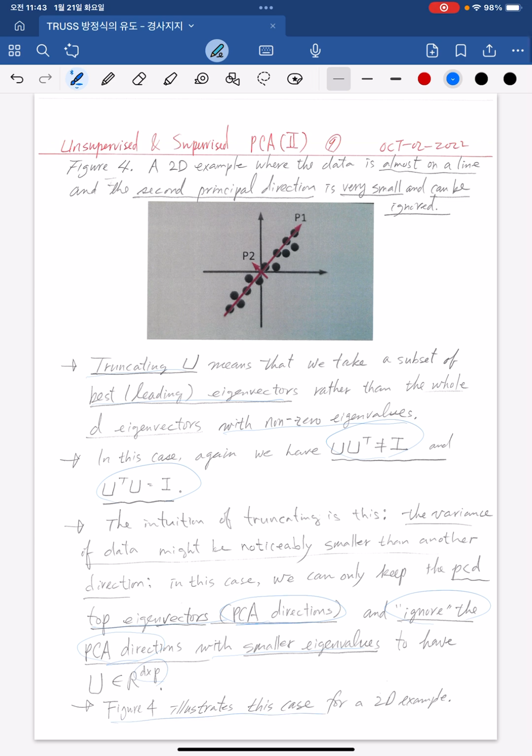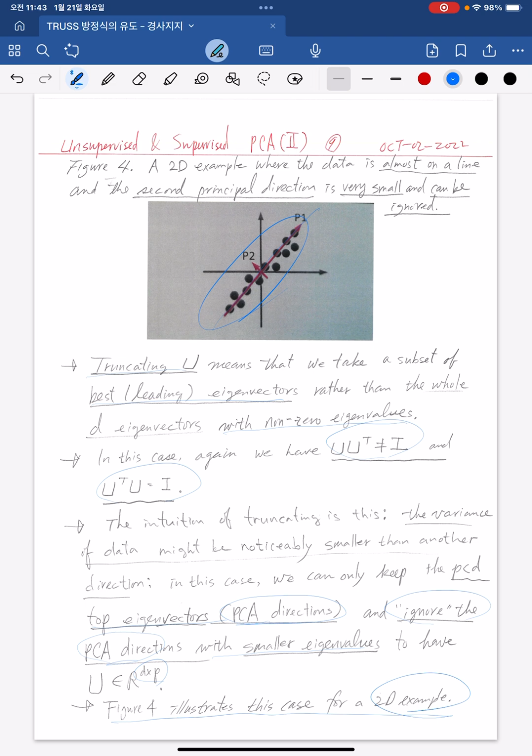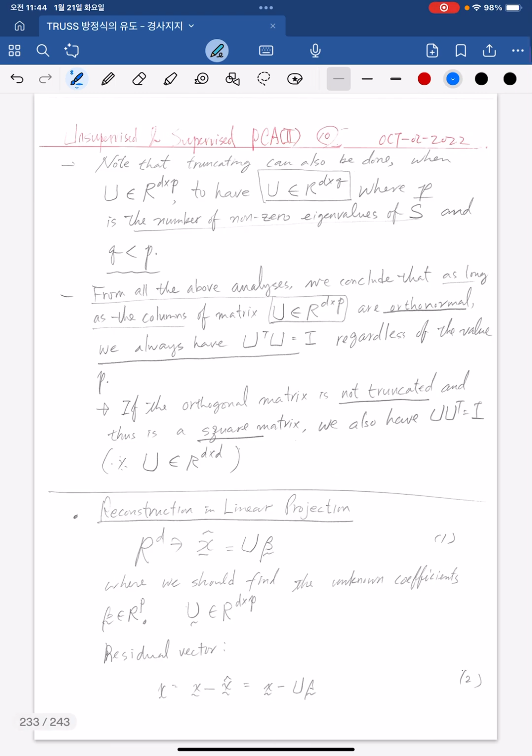Figure 4 illustrates the case for 2D, where the data is dominant in one direction, so the second one is cut off. Figure 4 is a 2D example where the data is almost on a line and the second principal component is very small and can be ignored. This is the principal line, and this other direction is ignored. Note that truncating can also be done when U is D by P, to have U as D by Q, where P is the number of non-zero eigenvectors of S.